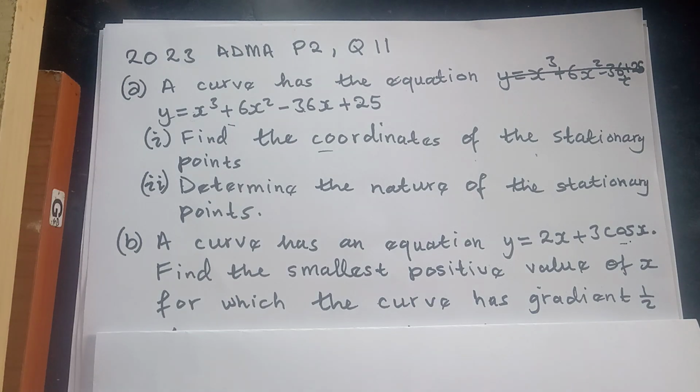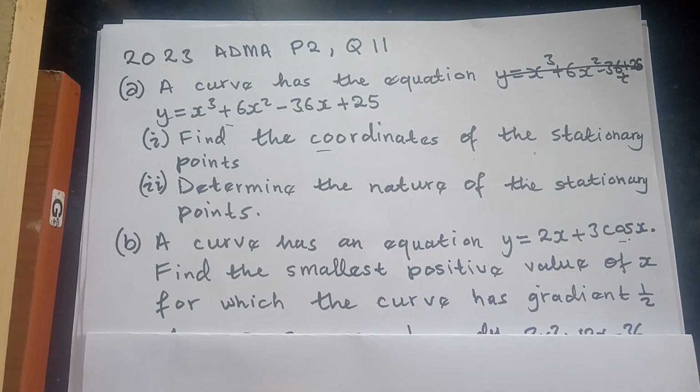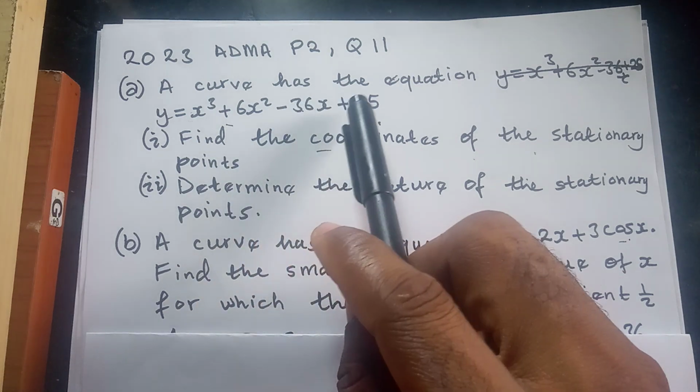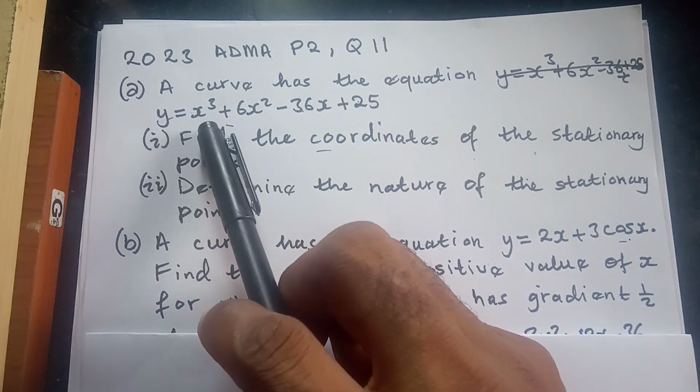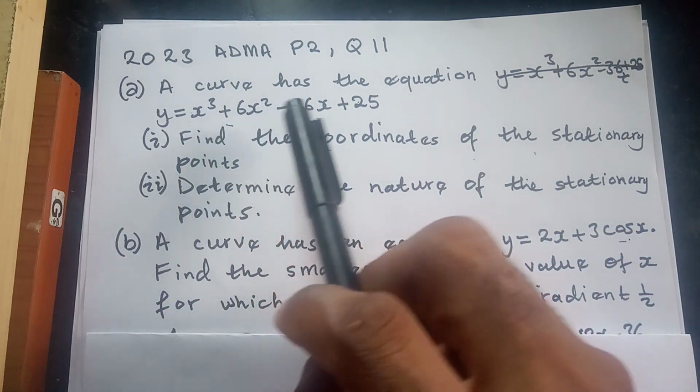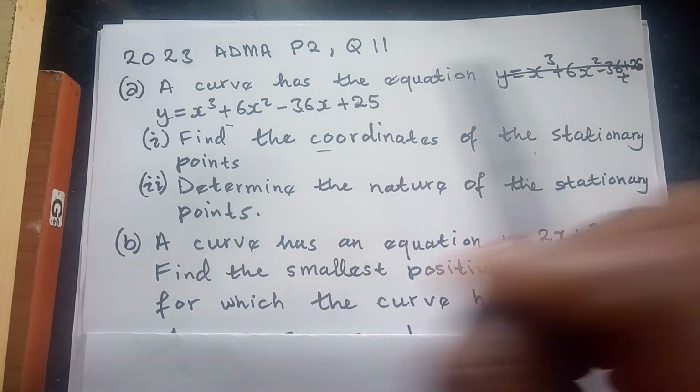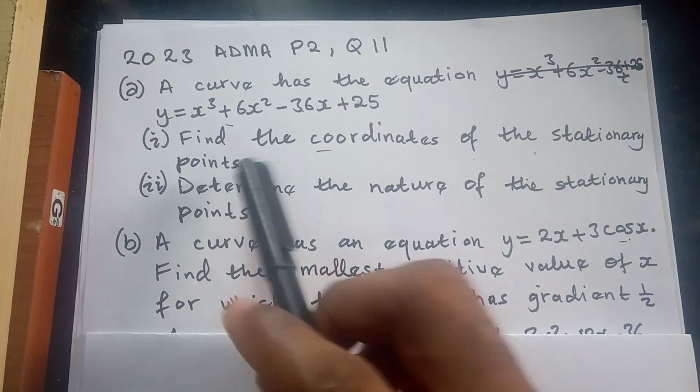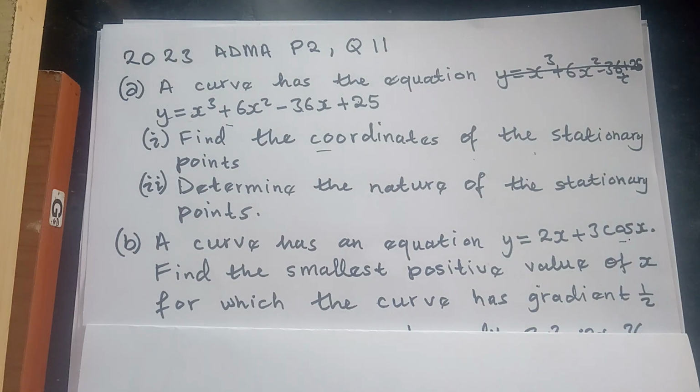So 2023 ADMA Paper 2 question 11. A curve has the equation y is equal to x cubed plus 6x squared minus 36x plus 25. Find the coordinates of the stationary points.